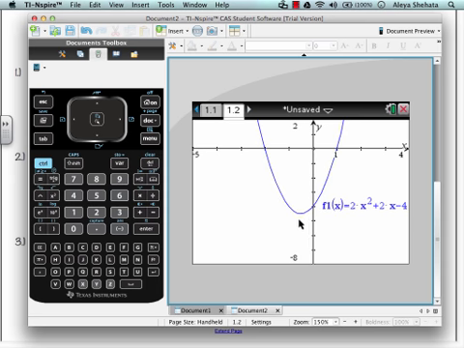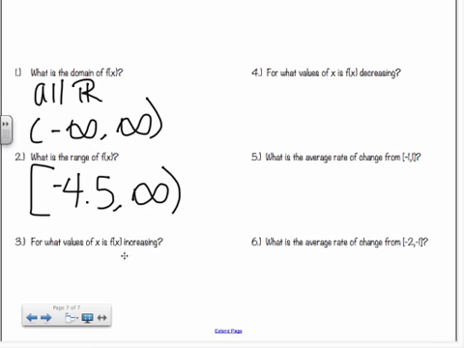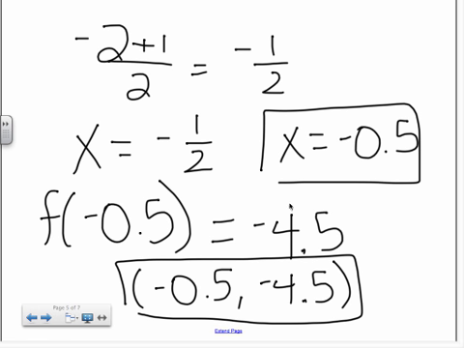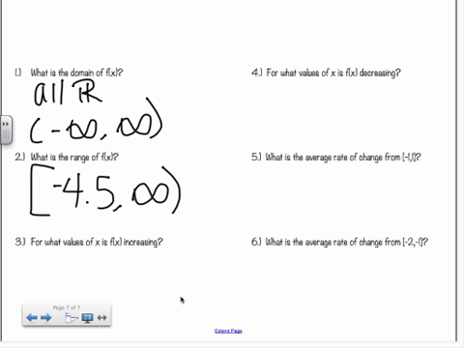the vertex right here. Remember, it says for what values of x is f of x increasing. So in this specific example, the turning point occurs at the axis of symmetry, which is negative 0.5, or the first half of your vertex. So from negative 0.5 on, those are the values of x in which f of x is increasing. So I will say negative 0.5 all the way to infinity.